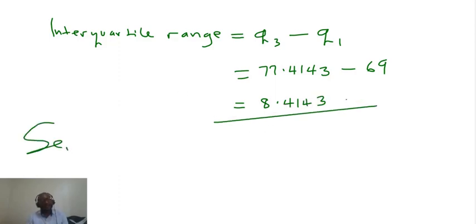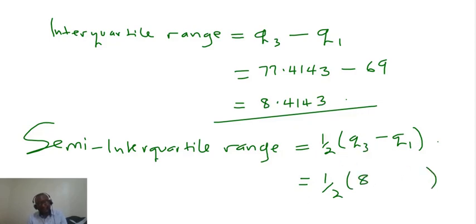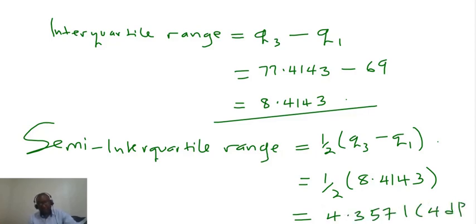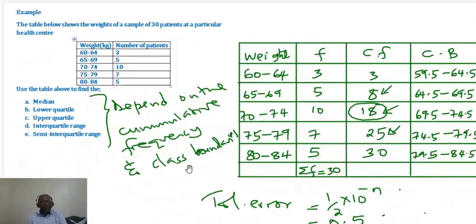Then we have semi-interquartile range. This is equal to half of the interquartile range, Q3 minus Q1. So this is going to be a half into bracket Q3 minus Q1, which is this value, 8.4143. So semi-interquartile range is a value which is 4.3571, and this is also to 4 decimal places. So as far as this question here is concerned, we are now done with solving all these parts.